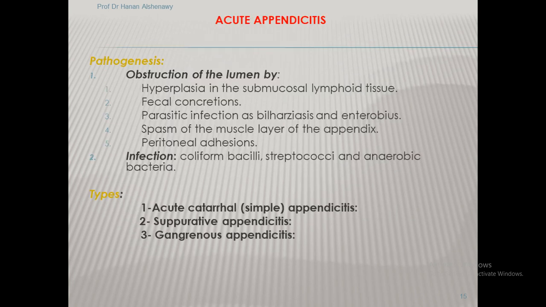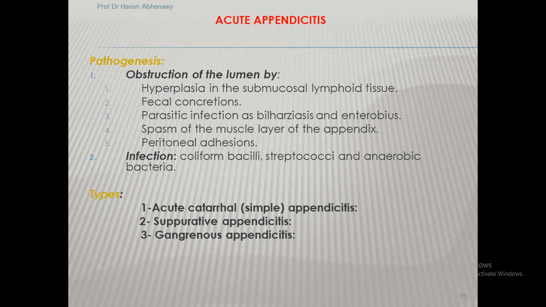Now let's go to the appendix. What we have to know in the appendix is acute appendicitis. What causes appendicitis? Appendicitis is caused by two main pathogenic factors: obstruction and infection. Obstruction by hyperplasia, fecal concretion, or parasites like Enterobius, very common. Enterobius in children especially. Whatever the cause of obstruction, the appendix is obstructed, then superadded by infection, whatever the type of the bacteria.